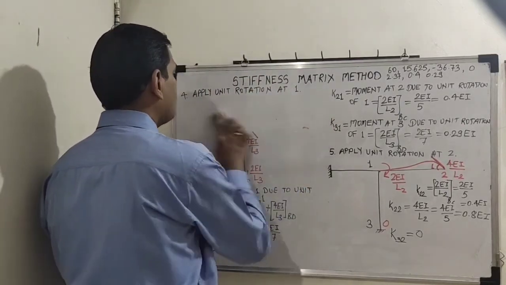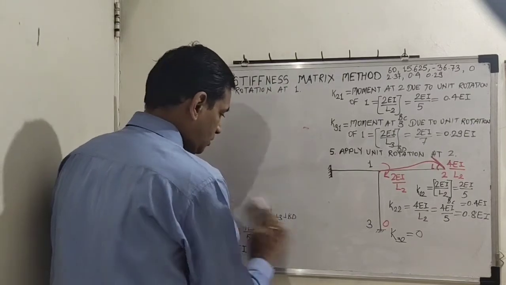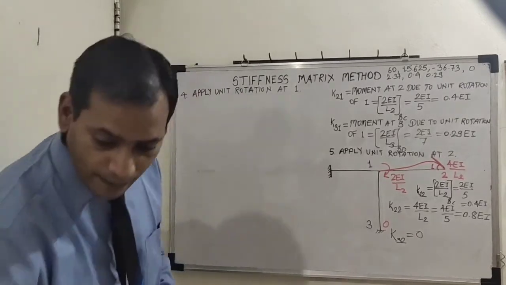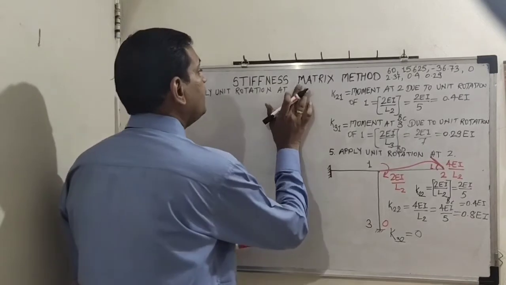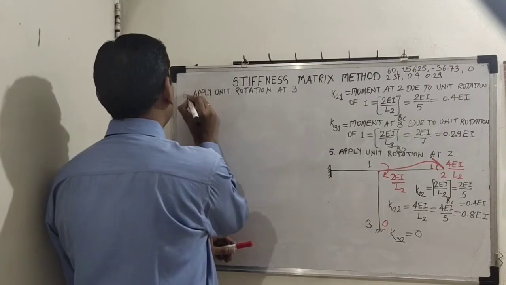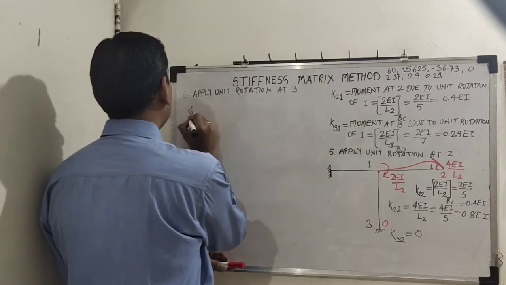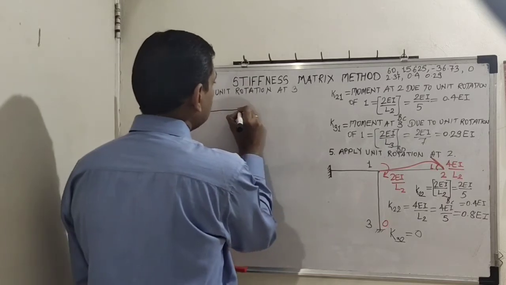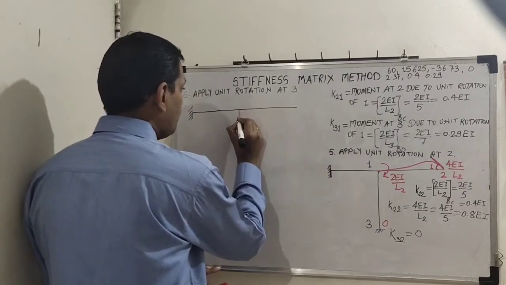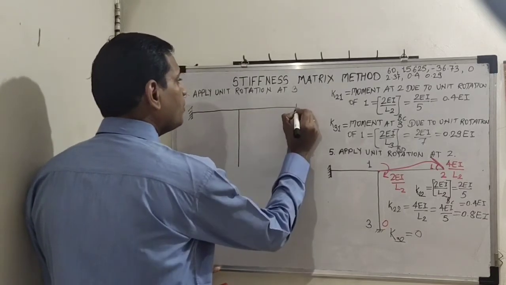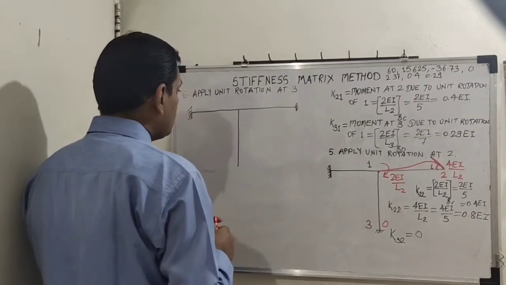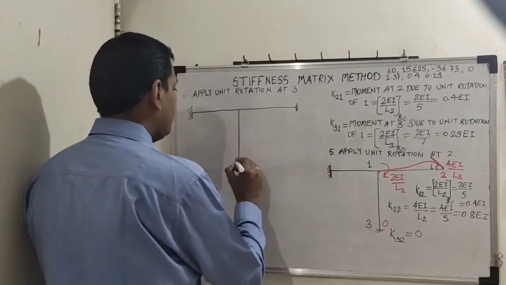So now we will apply unit rotation at location 3, our unknown at 3. So we will change this. Step number 6. Where is our third unknown? On support D. If you apply unit rotation here, how will it deform? Clockwise rotation, so the slope will be on this side.